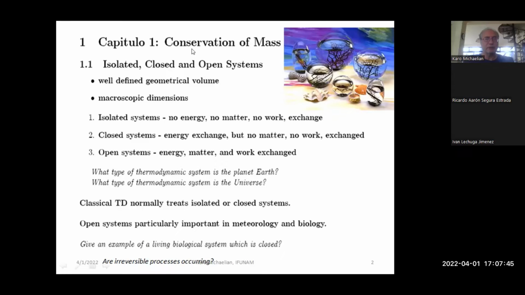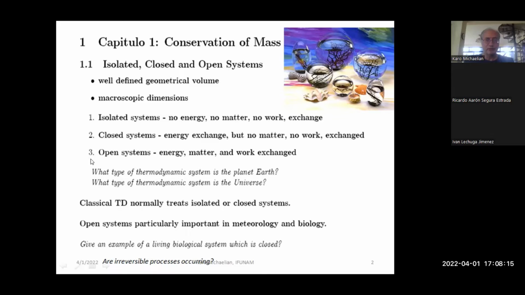So this is the first chapter of Prigogine, which is titled Conservation of Mass. I'm not going to go into the whole chapter. I'm just going to go over some of the most important or basic concepts of this chapter. So we start with a well-defined geometrical volume. For example, in these ecospheres, it has a volume defined by the glass layer, of macroscopic dimensions. So we have at least 10 to the 23 particles in the system.